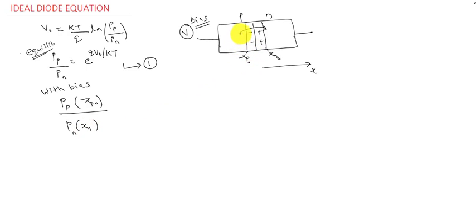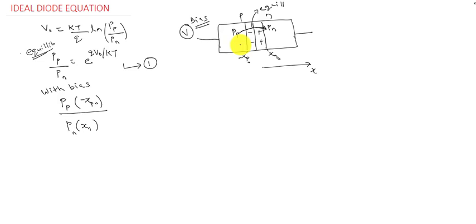So under equilibrium, we can write two conditions. Under the equilibrium condition, this is PP, and the holes are diffusing to the N side, and it will be PN. We are considering only the hole case. So this is the equilibrium condition, where this is PP and this is PN.